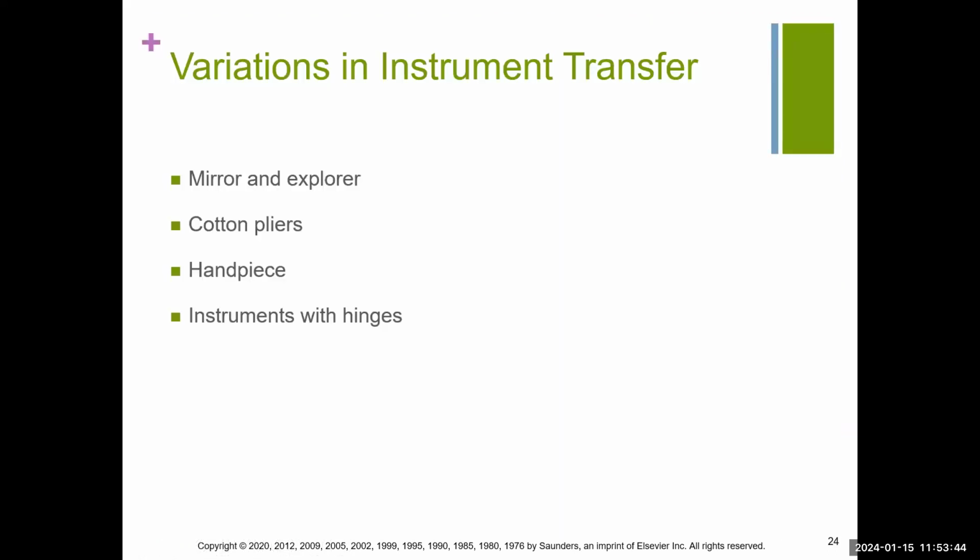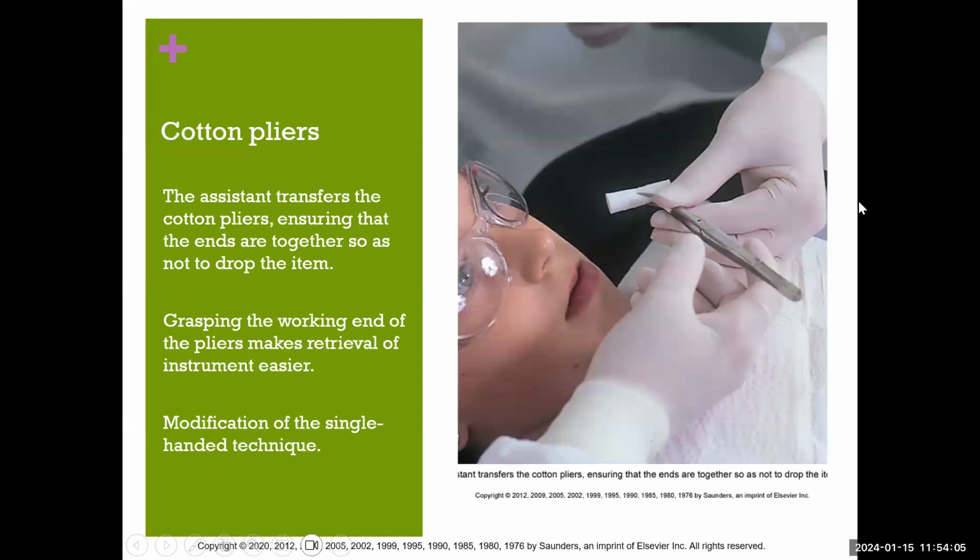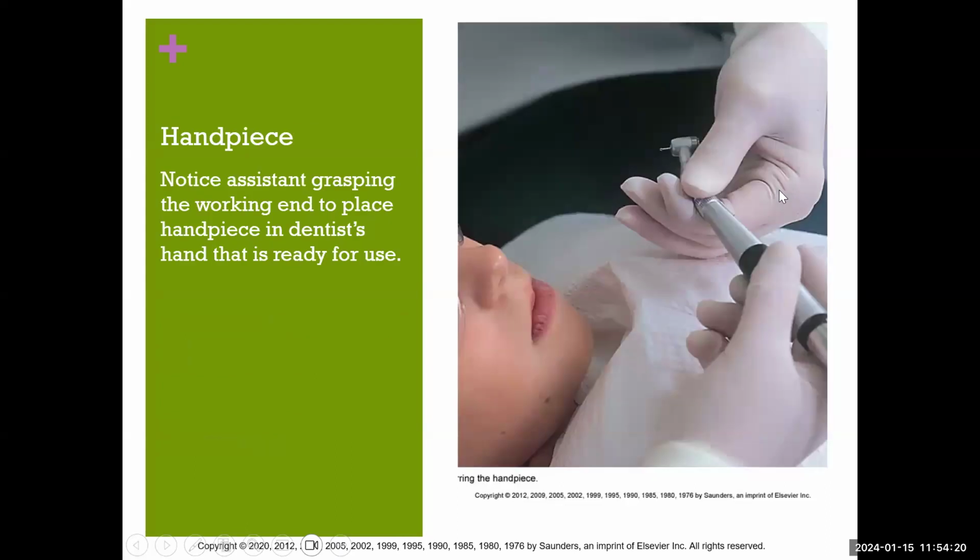Okay, there are variations in the instrument transfer. Like the handpiece is heftier. Instruments with hinges would be a little bit different. So you want to consider that. Mirror and explorers are handed the right way. You want to put your mirror in your right hand and the explorer in your left. Always picture yourself sitting here. So the cotton pliers, you want to make sure they are engaged, use a firm grip, because if it has a cotton roll in it, which most likely it does when you're transferring it, the operator will then hold a firm grip to grab it back from you to engage it.